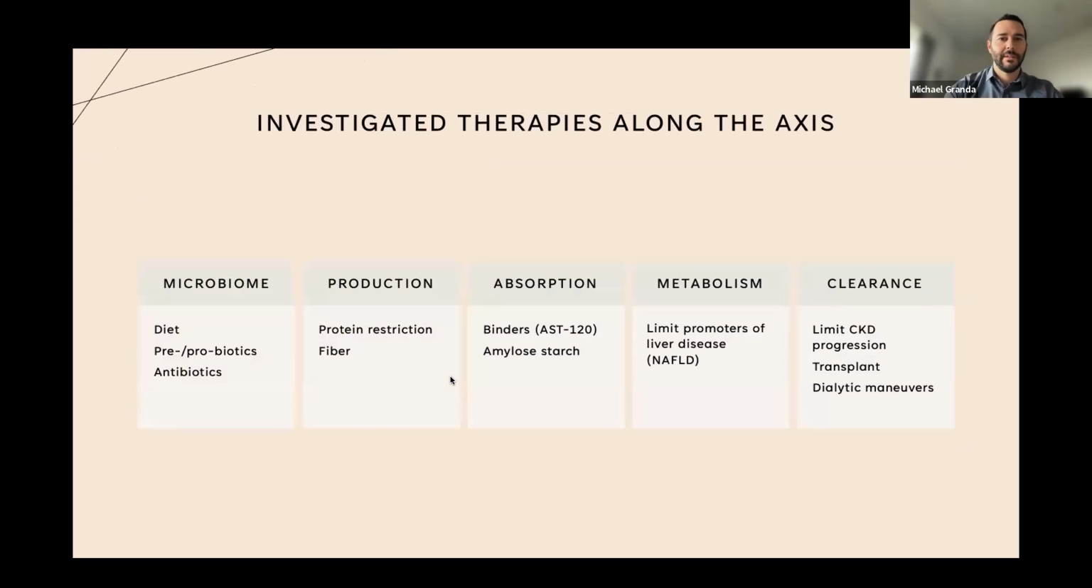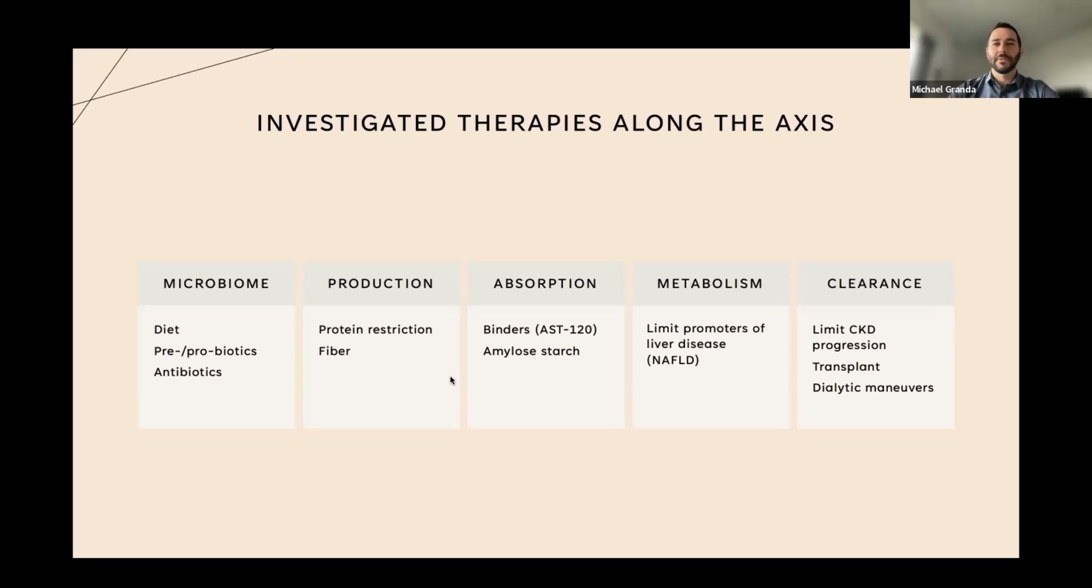So going back to the way that all of these pieces sort of fit together, I've talked about a lot of different investigated strategies along the axis to treat the presence of the uremic toxins. Starting with the microbiome, we know that diet can influence the populations of bacteria in people's gut flora. The use of pre and probiotics has been investigated and showed very limited effects, and antibiotics have also not really demonstrated a consistent effect.